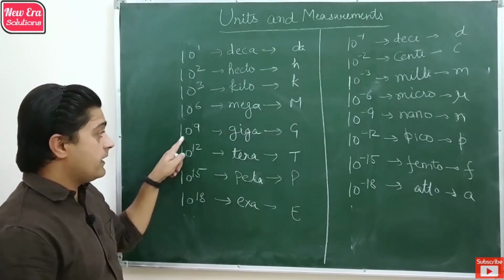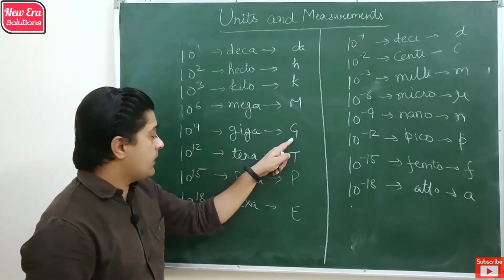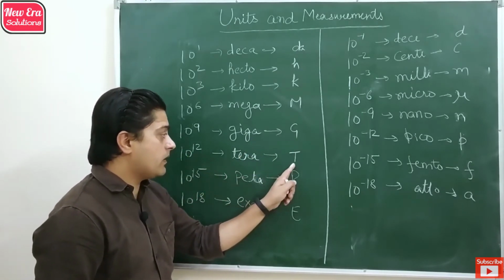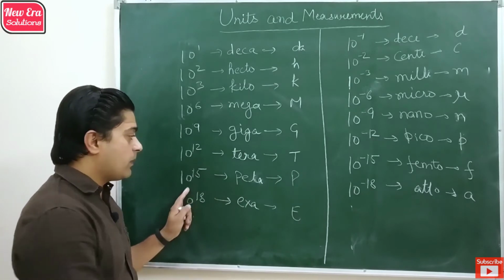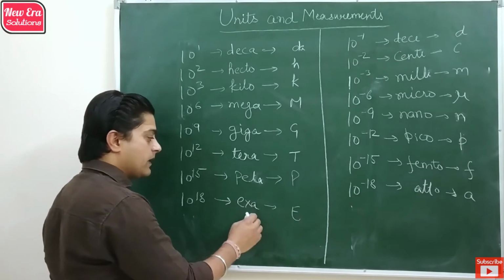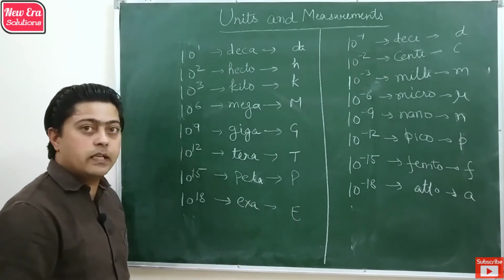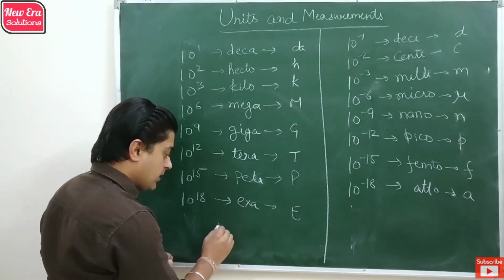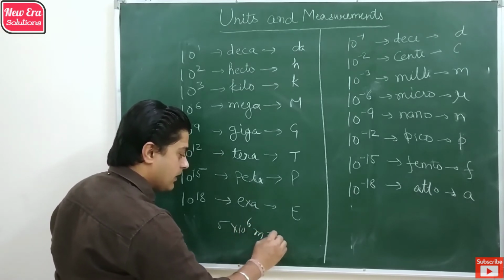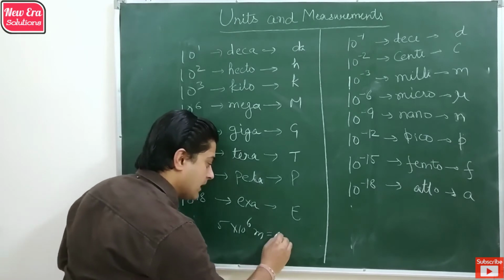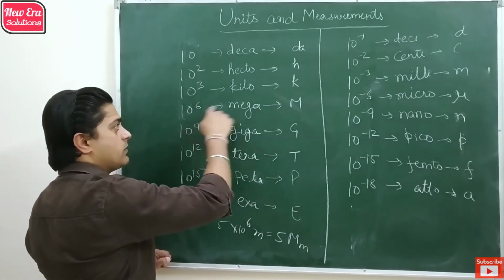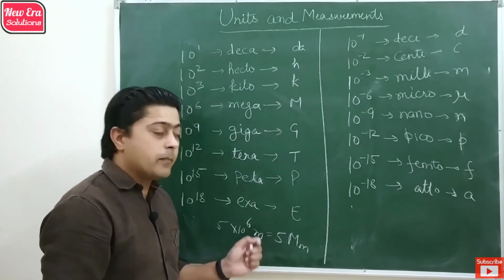10 raised to power 9 is replaced by giga, symbol capital G. 10 raised to power 12 is replaced by tera, symbol capital T. 10 raised to power 15 is replaced by peta, symbol capital P. 10 raised to power 18 is replaced by exa, symbol capital E. For example, if we have 5 into 10 raised to power 6 meter length, then that length can be replaced by 5 mega meter, because 10 raised to power 6 is replaced by mega.